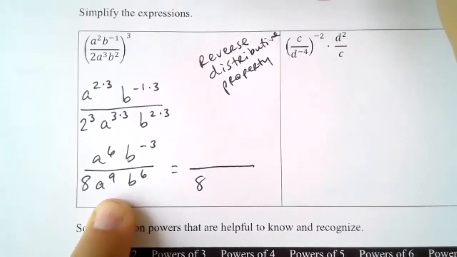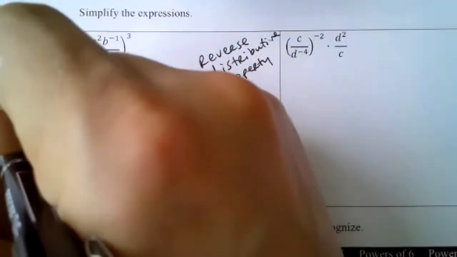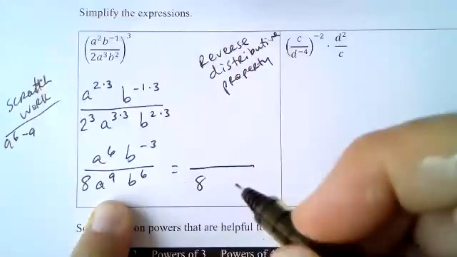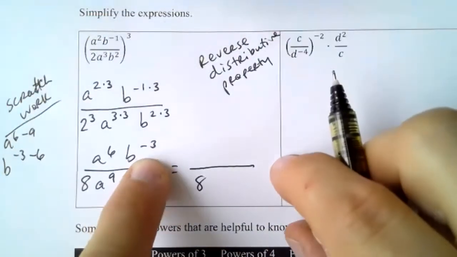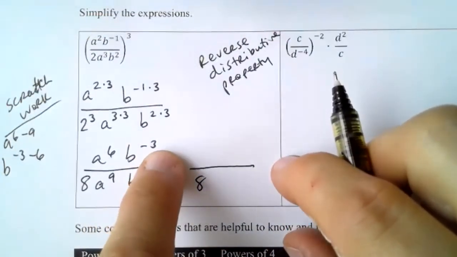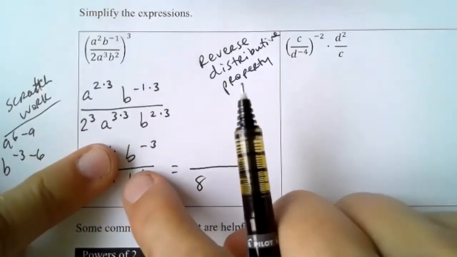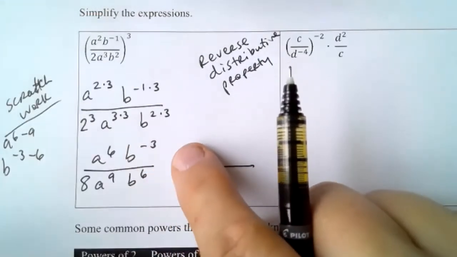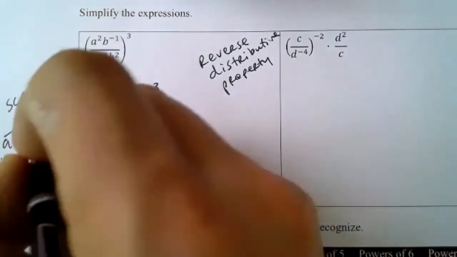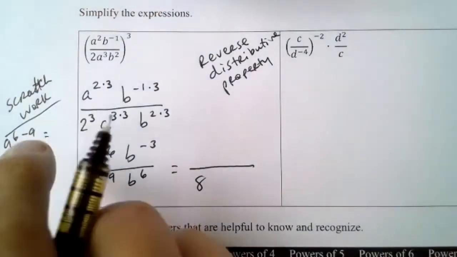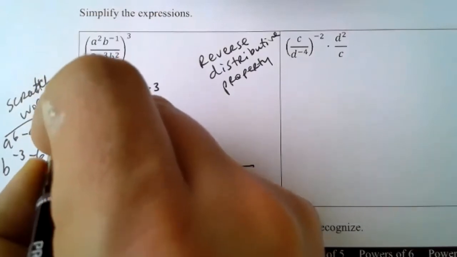I'm going to put scratch work over here to the side. And we're going to put a to the 6th minus 9, and then we're going to put b to the negative 3 minus 6. That's what's happening here. So b to the negative 3 minus 6, you're subtracting. Remember to think of this division symbol as a subtraction symbol in this case. So we've got a to the 6th minus 9, that's going to be a to the negative 3.